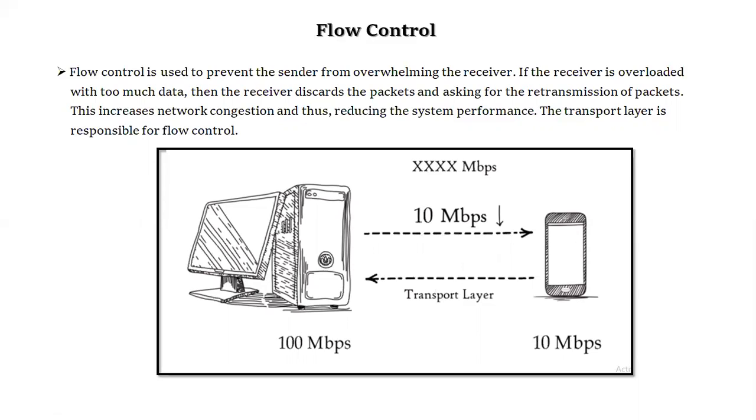Flow control is used to prevent the sender from overwhelming the receiver. If the receiver is overloaded with too much data, then the receiver discards the packets. That happens because if the receiver does not keep up with taking the data packets regularly, they will be lost. So we need to send the packets again, or flow control has to happen, and only then will the data come at the normal data rate. This increases network congestion, thus reducing system performance.